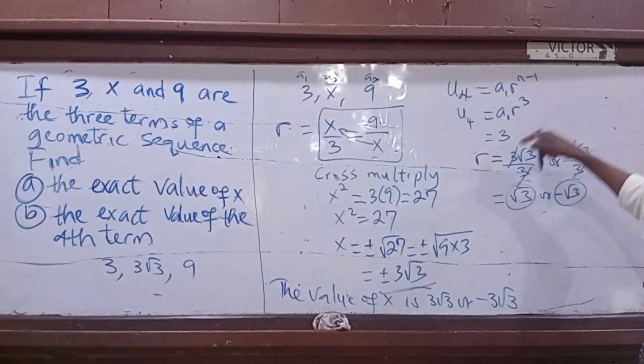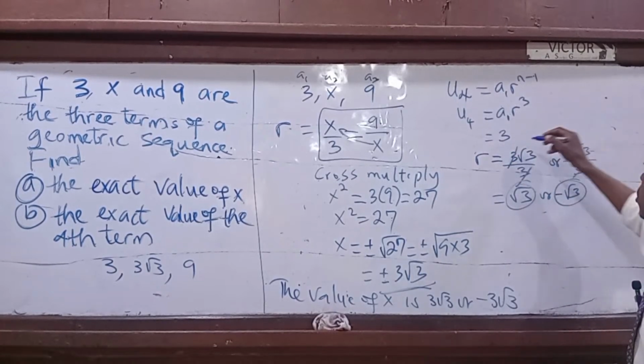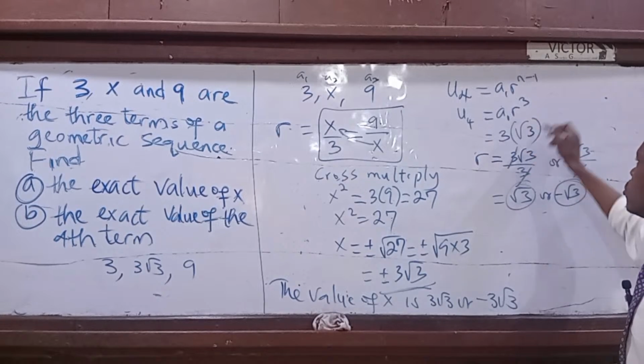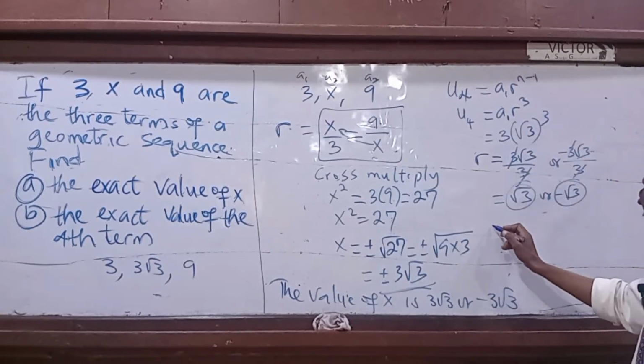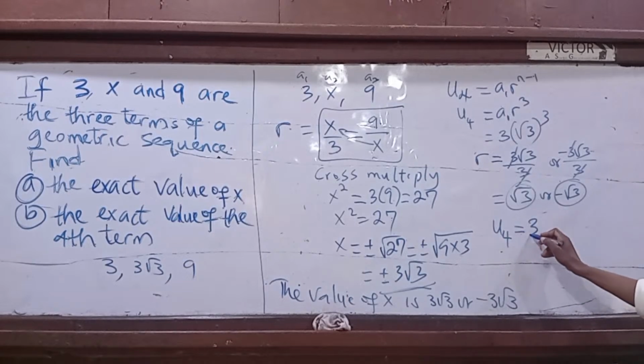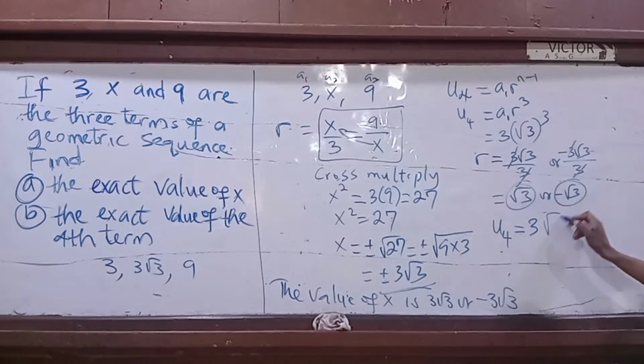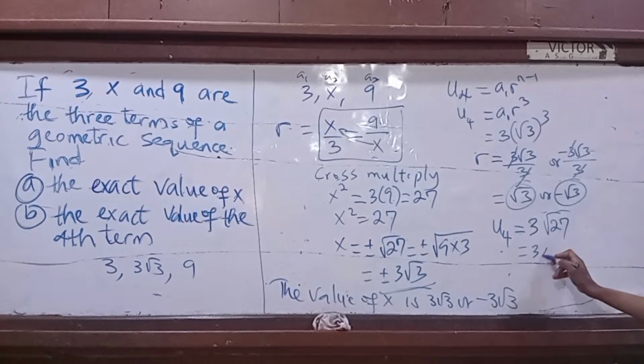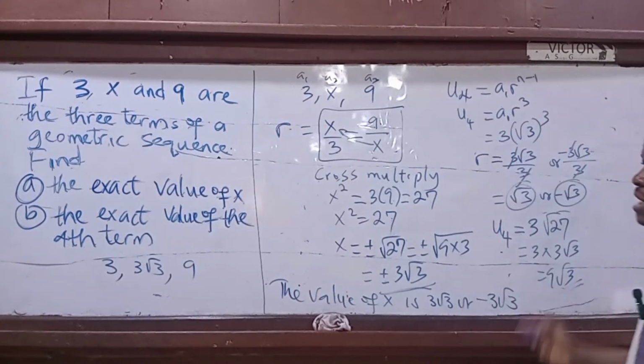So the first term is 3. The common ratio is root 3 to the power 3. And that will be equal to U4. U4 is equal to 3 times root 27, and that's equal to 3 times 3 root 3, and that's 9 root 3.